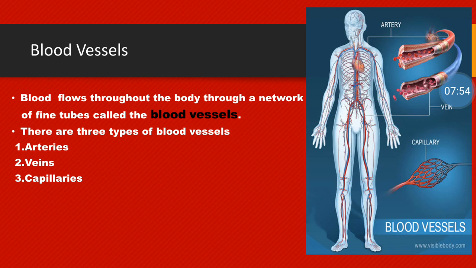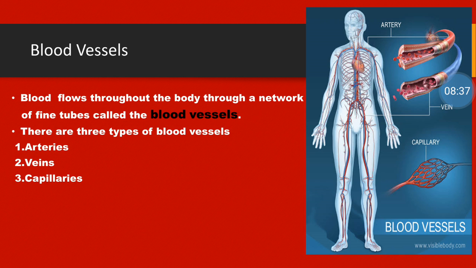Moving on to the next one, we have got the blood vessels. Children, now what are blood vessels? Children, blood flows throughout the body, isn't it? So how does it flow? So the blood will flow throughout the body through fine tubes called blood vessels. Okay, so these blood vessels are vital for carrying nutrients and oxygen to the tissues of the body, and also it takes away the waste and carbon dioxide from the tissues. Okay, so these blood vessels are needed to sustain life.